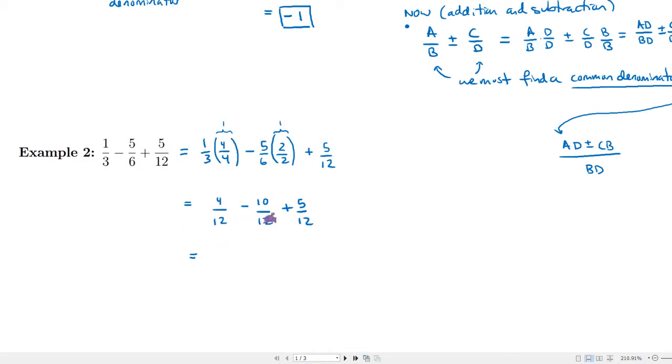So now that they're all in common, what we do now is just we do the operation. So we will do 4 minus 10 plus 5 in just the numerator, and then we will divide by that common denominator of 12. And now we just simplify, so that's 9 minus 10, which is minus 1 over 12.